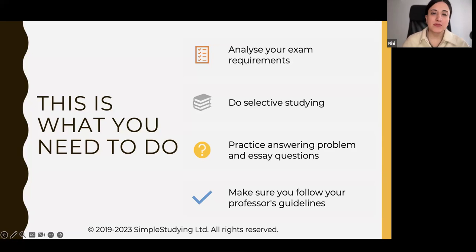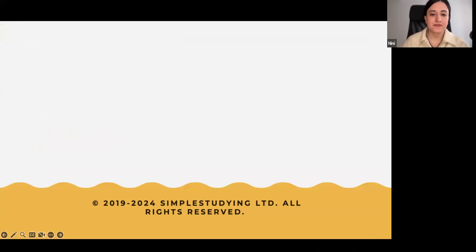And make sure you follow professor's guidelines. This may differ from one professor to the other. So some professors like it in a specific order or specific structure. So make sure you read all the guidelines on the platform, on your university's platform, whatever they are using, Moodle or Canvas, and follow the guidance.